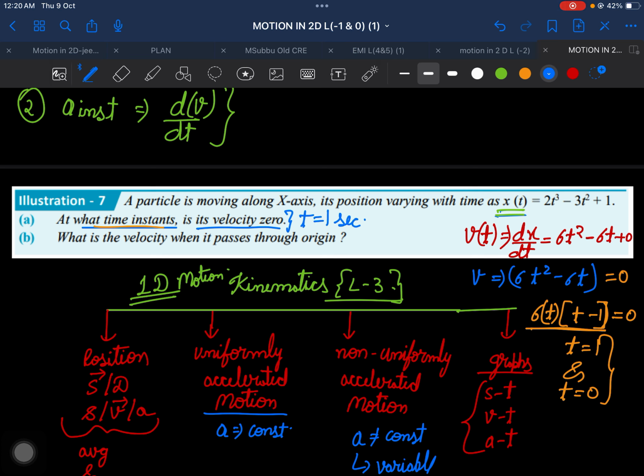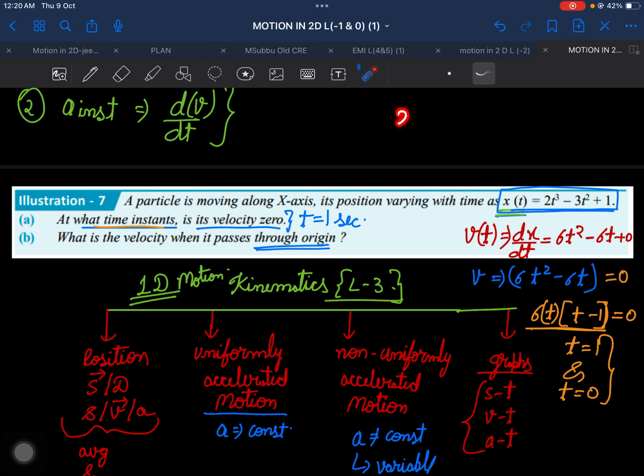Yeah. What is the velocity when it passes through the origin? So when will this pass through the origin? When the particle passes through the origin, then x(t) will become 0. The x coordinate, meaning the x position, will become 0. So what you have to do is make this equal to 0.